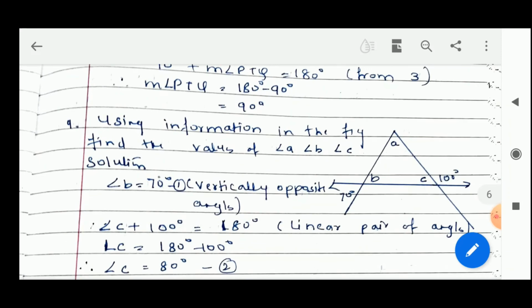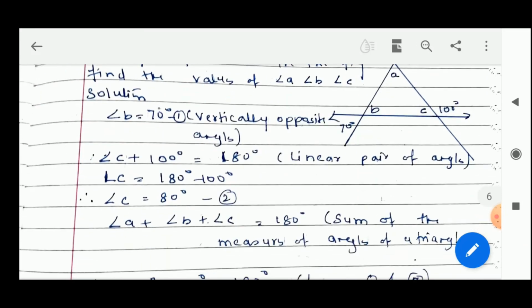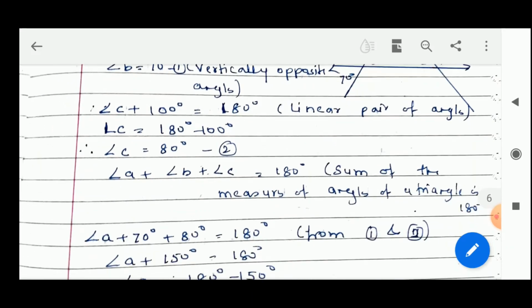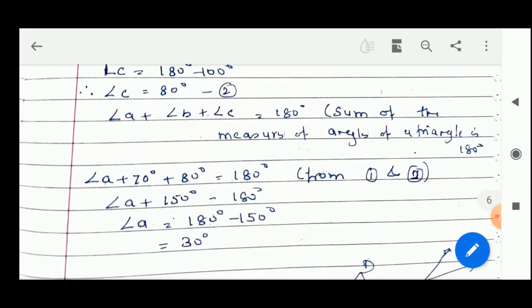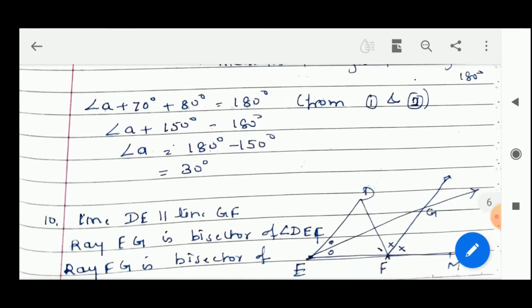Now using the information in the figure, find the values of angle A, B and C. Now angle B is equal to 70 degree, vertically opposite angles. Angle C plus angle 100 is equal to 180 degree, linear pair of angles. So angle C will be 180 minus 100, that is 80 degree. Now angle A plus angle B plus angle C is 180 degree. So therefore substitute the values. Angle A plus 70 plus 80 degree is 180. Angle A plus 150 degree is equal to 180 degree. So angle A will be 180 minus 150, that is 30 degree.